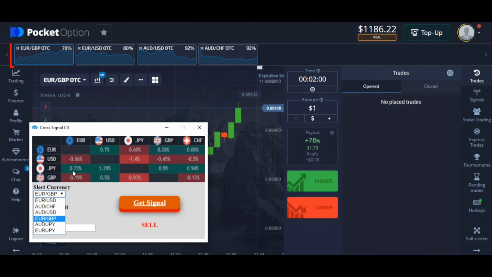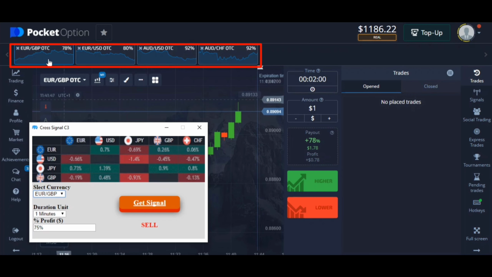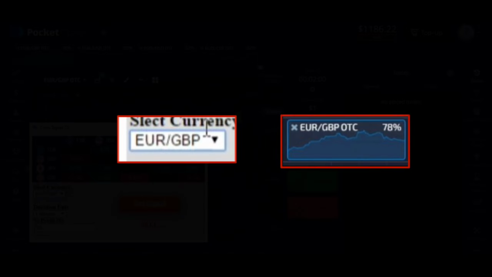This is a cross-signaled C3 bot market that you can choose and use in this trading. The pocket option market I chose in this trade. Make sure the market you choose is available on the market cross signal C3 bot, then you match it with the pocket option market you choose.